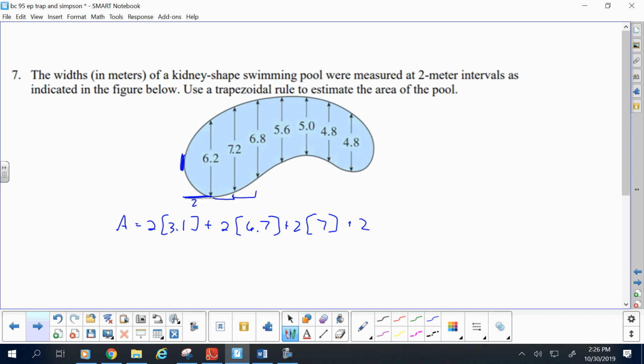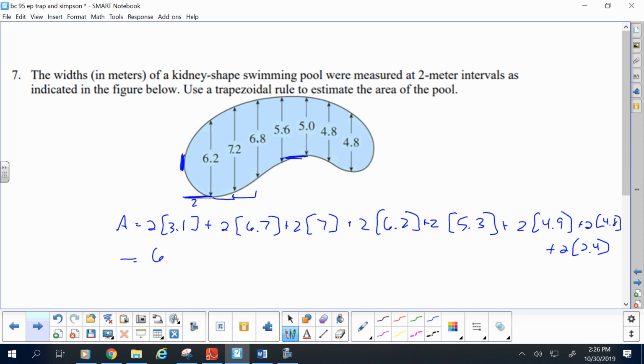What's halfway between 6.8 and 5.6? 6.2, that's better. Okay, what's halfway between 5.6 and 5? 5.3. What's halfway between 5 and 4.8? 4.9. And halfway between 4.8 and 4.8? 4.8. And what's halfway between 4.8 and 0? 2.4. All right, then.